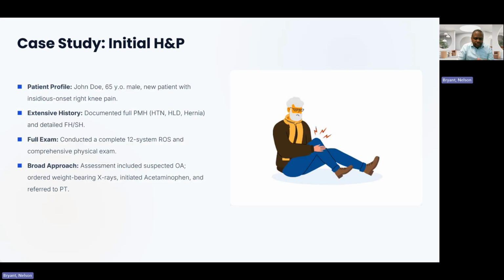So let's take a deep dive into this case study of John Doe's initial visit. He's 65 and presents for knee pain. We need the full picture for the H&P. We documented his extensive past medical history, performed a full review of the systems, and conducted special tests like a McMurray test to formulate our initial diagnosis.